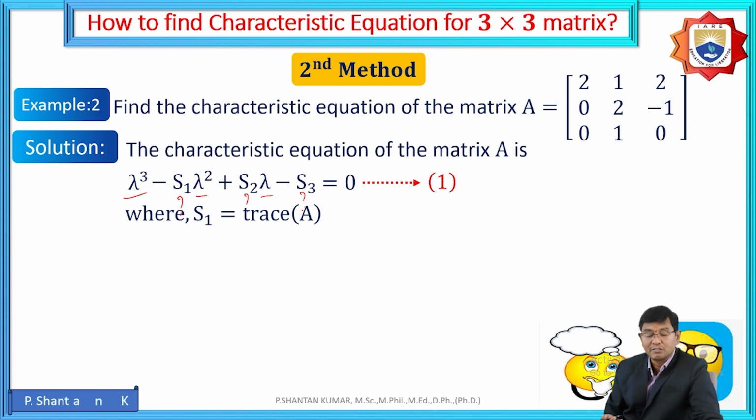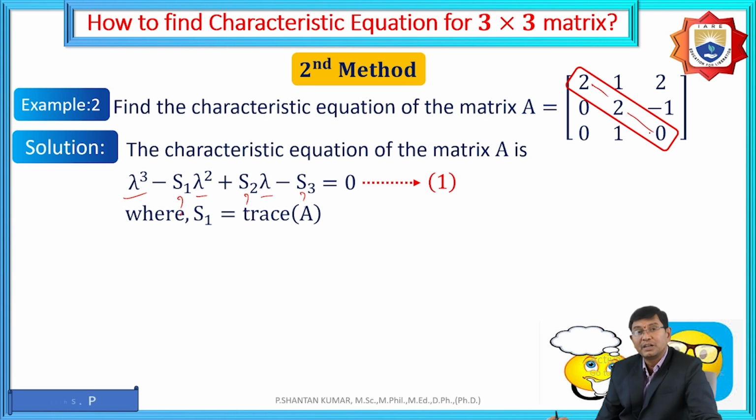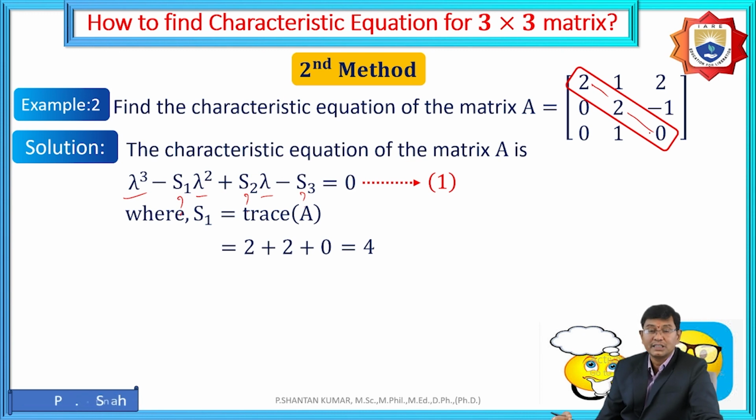Therefore, the trace of the matrix is equal to 2 plus 2 plus 0. That is the sum of the diagonal elements, which is the trace of the matrix. Here the value is s1 equal to 4. And similarly, we need to find out what s2 is.